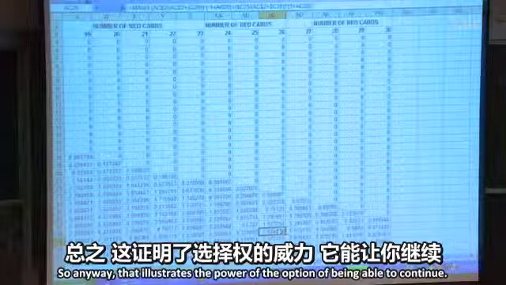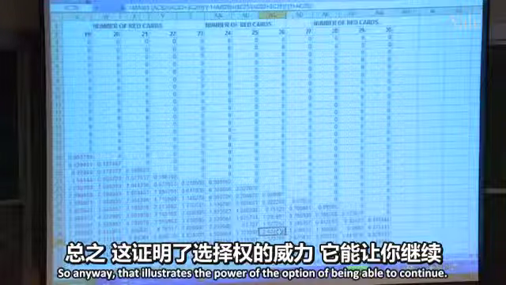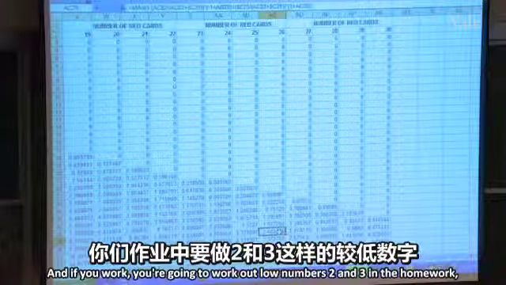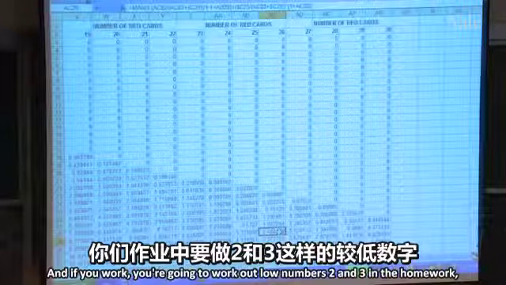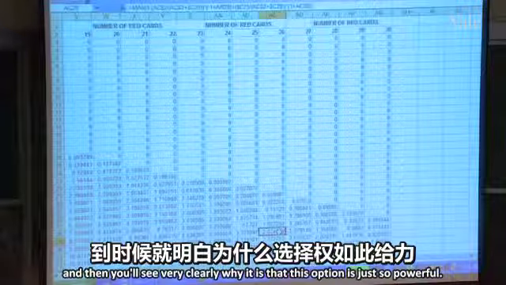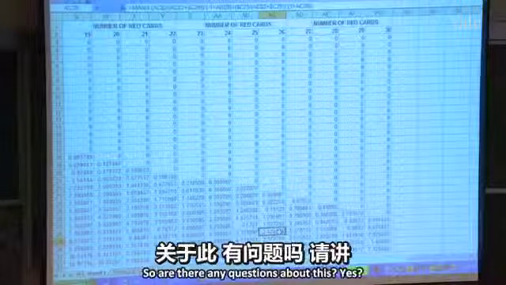So anyway, that illustrates the power of the option of being able to continue. And if you work out low numbers 2 and 3 in the homework, you'll see very clearly why it is that this option is just so powerful. It's uncannily strong. So are there any questions about this?